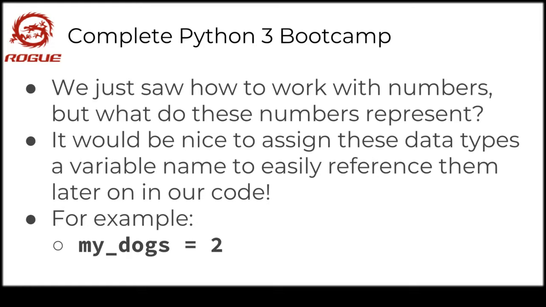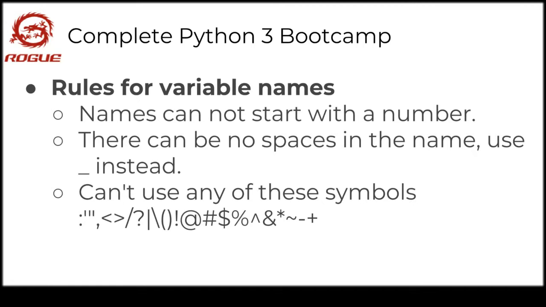because I have 2 dogs. Now there are a couple of rules for choosing a variable name in Python. These rules are that names cannot start with a number. There can also be no spaces in the variable name, so you should use an underscore instead. And you also can't have any of these symbols in a name. If you accidentally forget this list of symbols and type one of these symbols out in a variable name, Python would quickly complain and you'd have an error. So you don't need to worry about memorizing all these. You'd get the error as you're typing along.